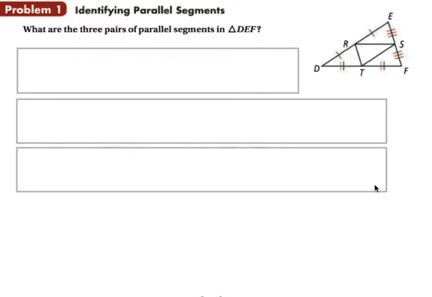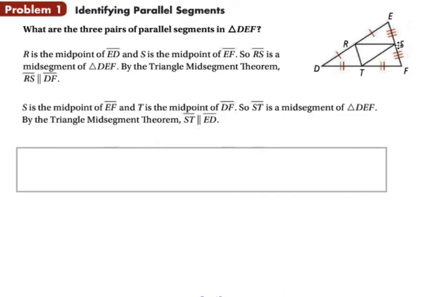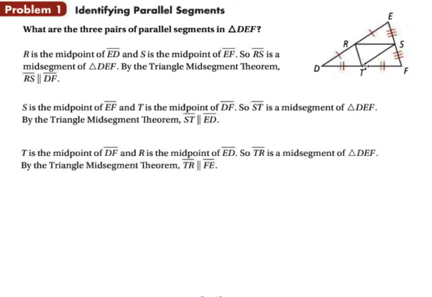So here's a problem, and it says, what are the 3 pairs of parallel segments in triangle DEF? We have the big triangle DEF, and we want to know what the 3 pairs of parallel segments are. Well, we know that R is the midpoint of side DE, and S is the midpoint of side EF. So RS is the midsegment of the triangle. From our triangle midsegment theorem, RS would be parallel to DF. Since S is a midpoint and T is also a midpoint, ST is a midsegment, and ST would be parallel to DE. And lastly, since T is a midpoint and R is a midpoint, the segment RT is a midsegment, and it is parallel to EF.